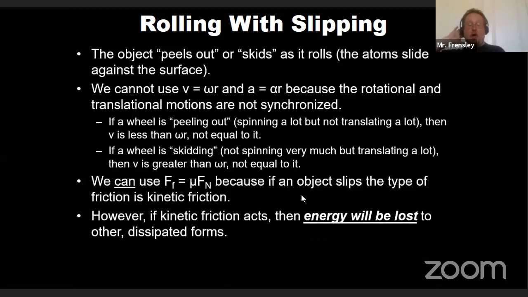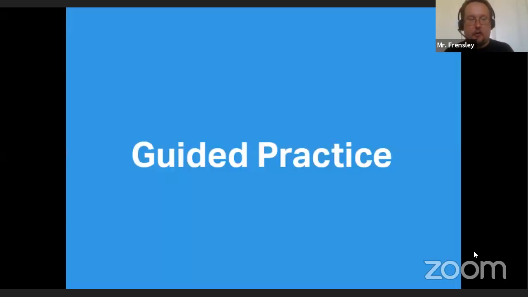So kinetic friction always is max strength, right? But you will lose energy to dissipated form, sound, heat, that kind of thing. So if you roll and slip, I don't go for energy there because that's a nightmare. I would try to do forces and torques instead.